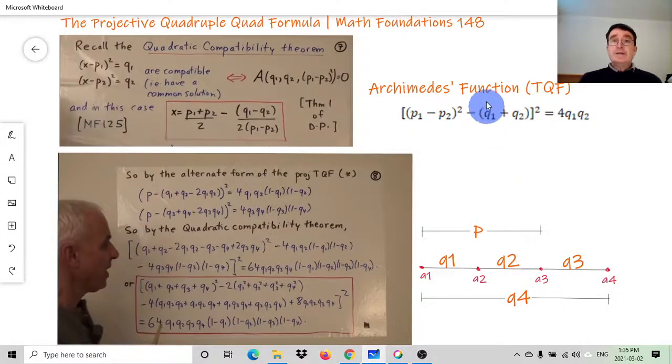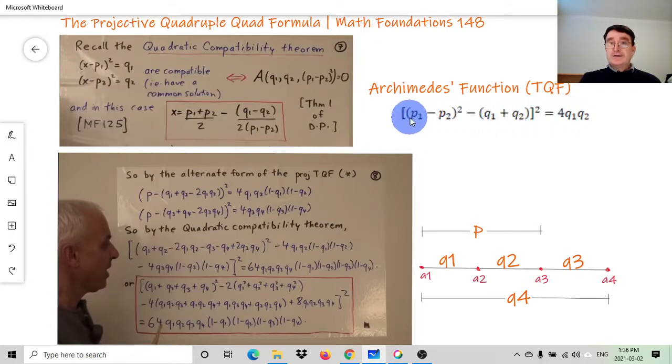So in his video, Math Foundations number 148, he presented the projective quadruple quad formula, and the ingredients that went into it are the Quadratic Compatibility Theorem, and that states if you have two quadratic equations, these two equations right here, they are compatible, meaning they have a common solution x, when this equation, Archimedes function, is satisfied. So this is Archimedes function right here.